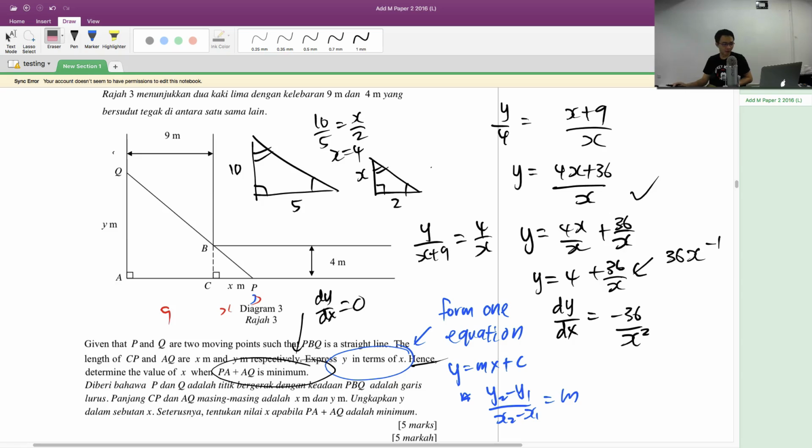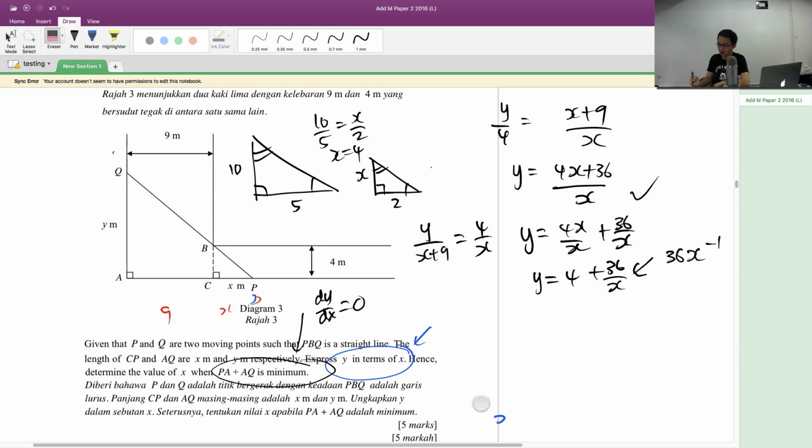Okay, give me just one moment. I just want to double confirm. Oh, I see. Hence determine the value of x when PA plus AQ equals... oh, I see. Now I understand which part I made a mistake. They're not asking for y. They're asking for x, such that PA plus AQ is minimum.